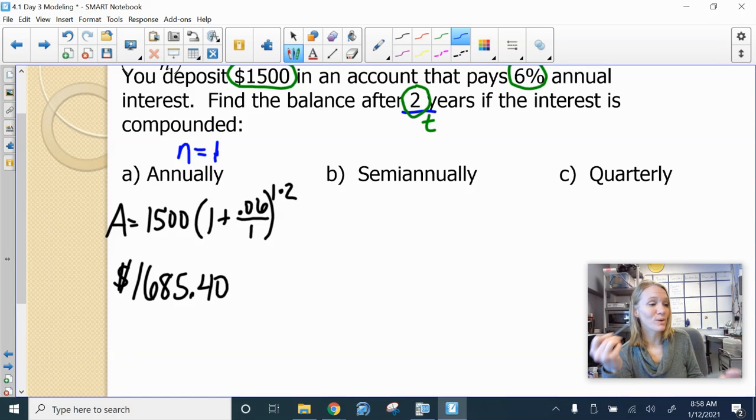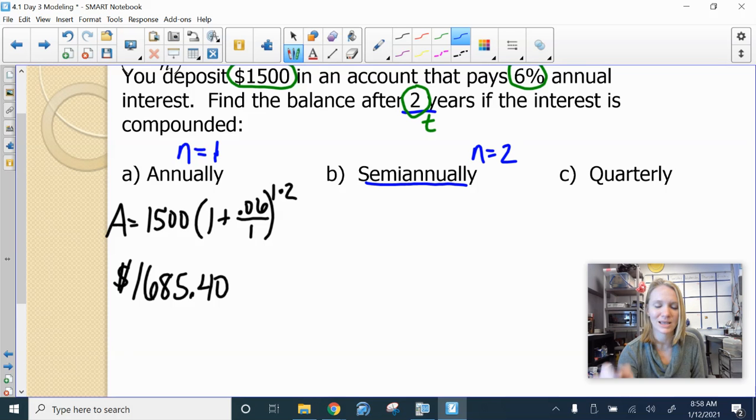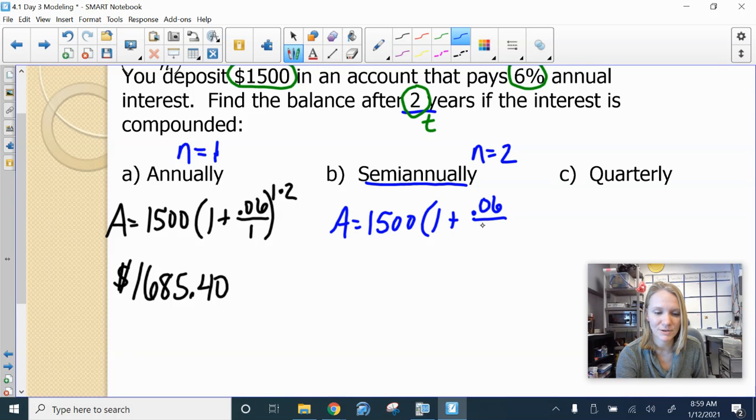So now let's see what happens to the amount that we get at the end if we change the compounding period. If we say it's now semi-annually instead of annually, so twice per year instead of once per year. It's the exact same numbers. We're still starting with a principal balance of 1,500. We still have our interest rate of 6%, but now instead of dividing by 1, we're going to divide by 2. And then we raise to the 2 times 2 years.